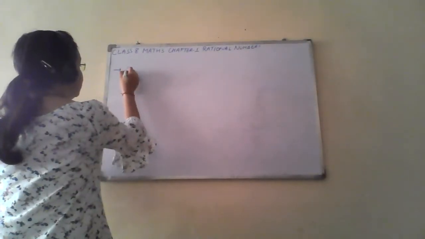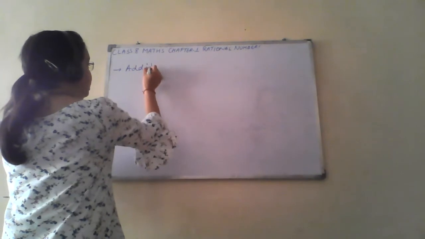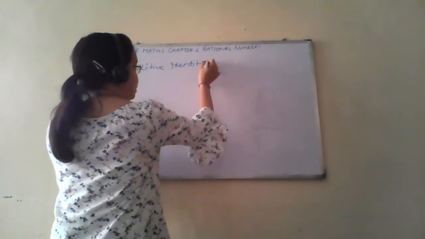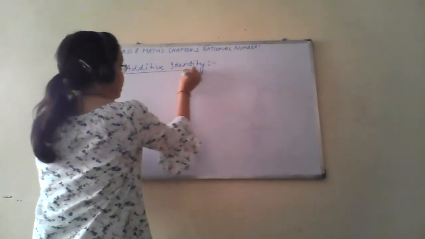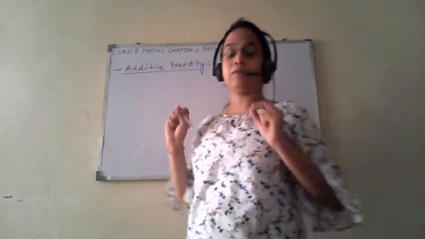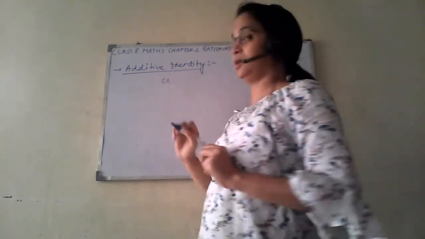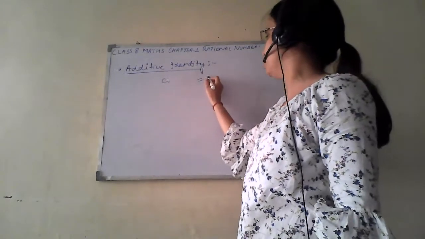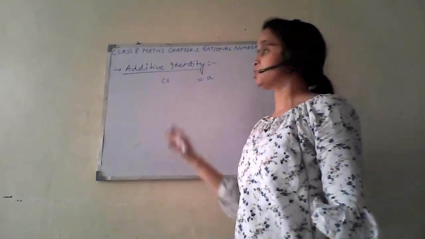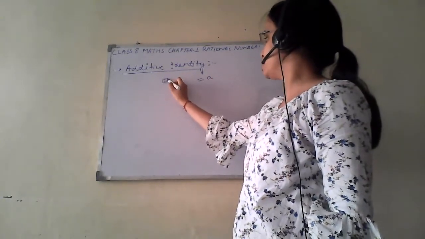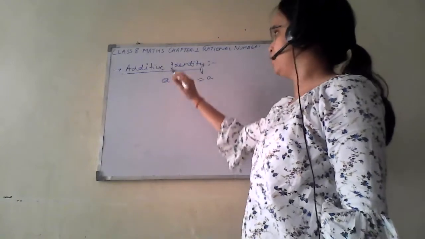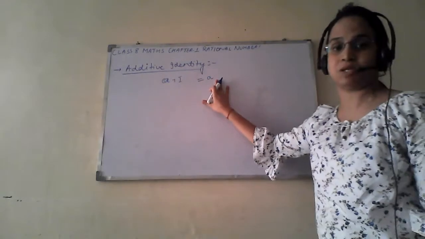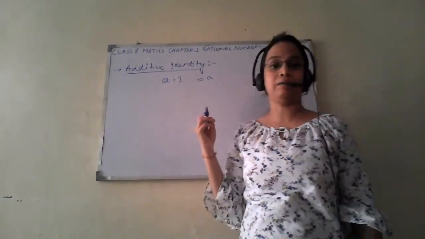What is additive identity? Suppose for a number A, the additive identity is that number which when added to A will give the same result. If we suppose we are adding I, we'll take I as the additive identity. When I is added to A, it should give the same result. So what do you think could be the additive identity?